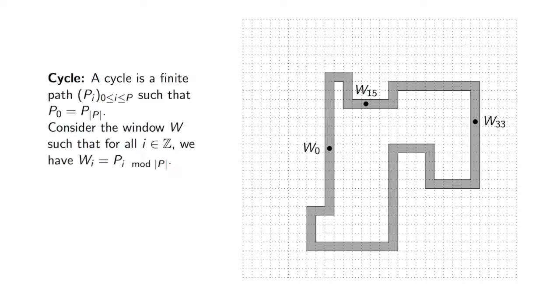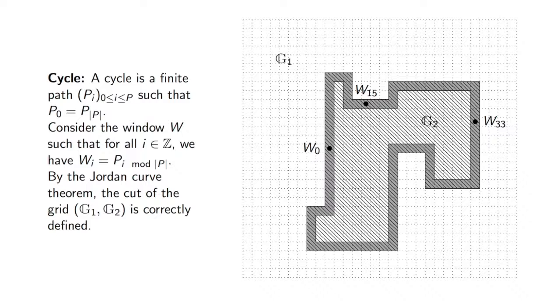This finite path can be extended into a B-infinite path by computing the indices modulo the size of the cycle. This B-infinite path can be used as a window. Note that this window is not simple, but it is possible to extend the definition of the right and left side for such a B-infinite path. The Jordan curve theorem can be used to show that the grid can be cut into 2 graphs by this window. Moreover, one of this graph is finite while the other one is infinite.